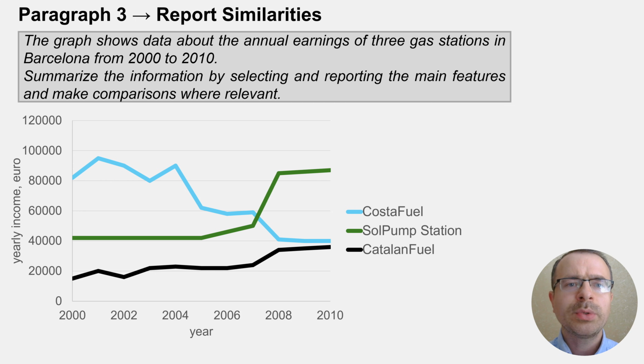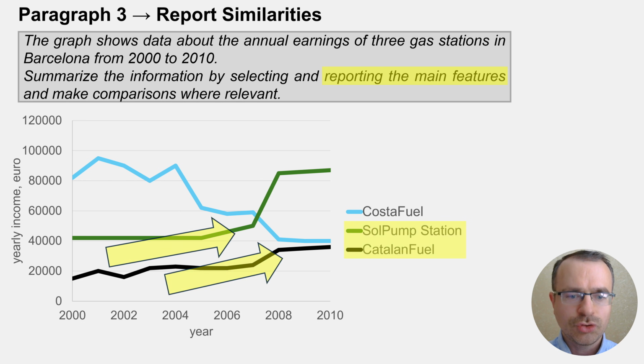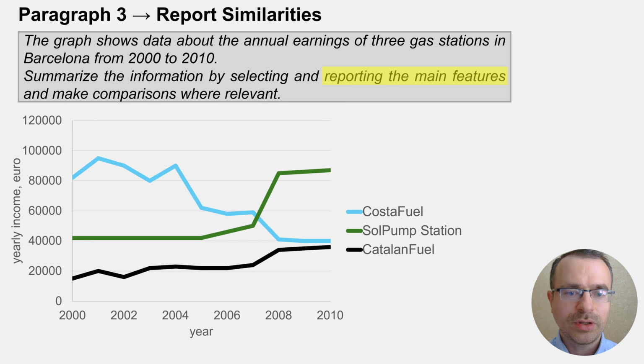In paragraph 3, we're gonna report the similarities. We're gonna report the main features. And in this case, we're gonna group the Sol Pump Station and Catalan Fuel together because they both show the upward trend. So how are we gonna do that? We're gonna describe in paragraph 3 a lot more details. So we're gonna take, for example, the Catalan Fuel. We're gonna split its black line chart into a couple of segments, and we're gonna characterize each of them.